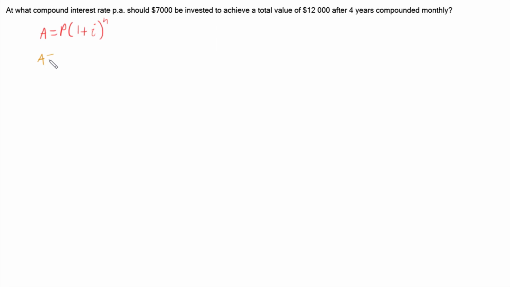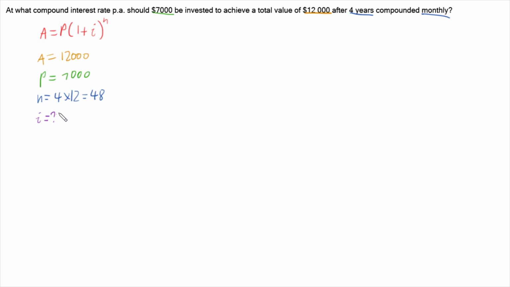A is our final amount, so our total value, which is $12,000. P is our principal, how much we start with, which is $7,000. N is how many compounding periods we have. We're doing this across 4 years, and then we need to multiply by how many times per year it happens. It's happening monthly, so there are 12 months in a year. So n is 48.